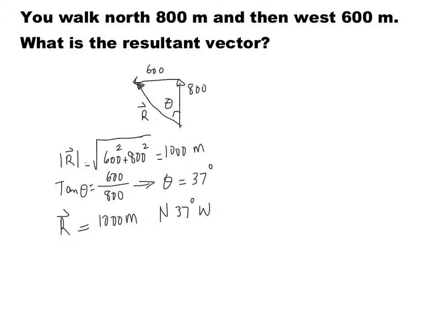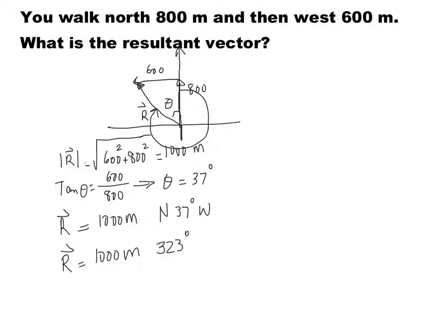If I want to use the true bearing notation, remember this is your north, and I have to look at this angle. So I can say R can also be written as 1000 meters, and the whole thing is 360, so it's going to be 360 minus 37, which is equal to 323 degrees. So this is going to be 1000 meters, 323 degrees true bearing.